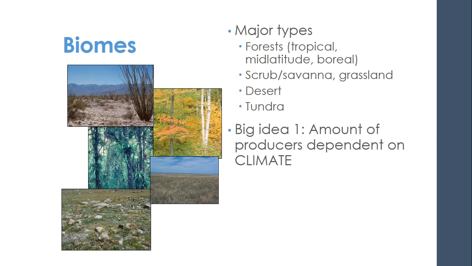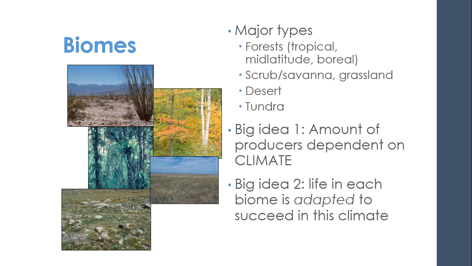So the big idea, there's two big ideas here. One, the amount of producers is dependent upon climate. And the second big idea is life in each biome is adapted to succeed in this climate, right? So things that have adapted there are very well adapted to that climate. With climate change, one of the concerns is that while some animals may be able to migrate, trees are not going to be able to migrate.